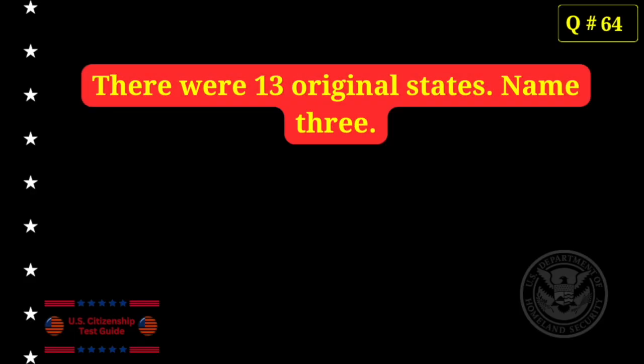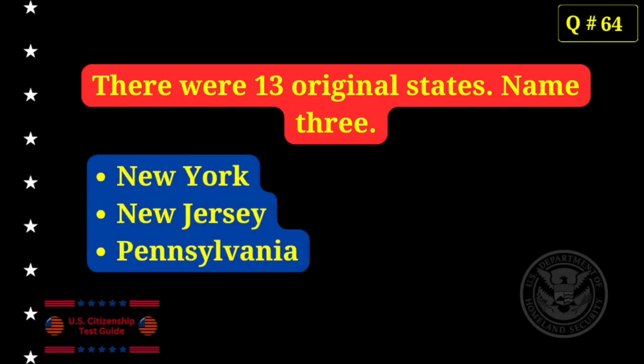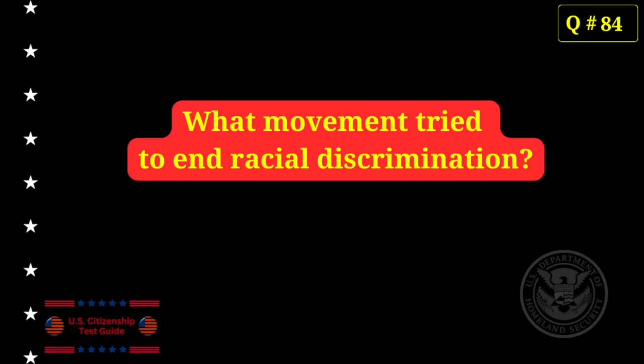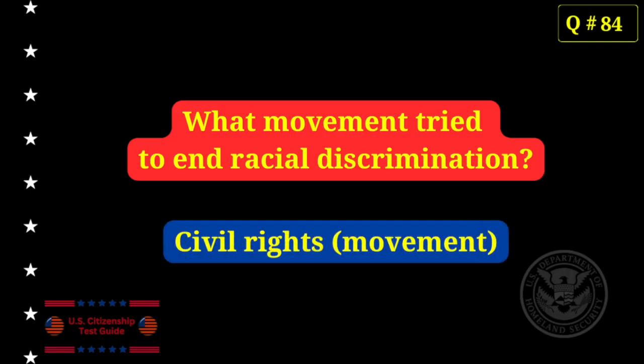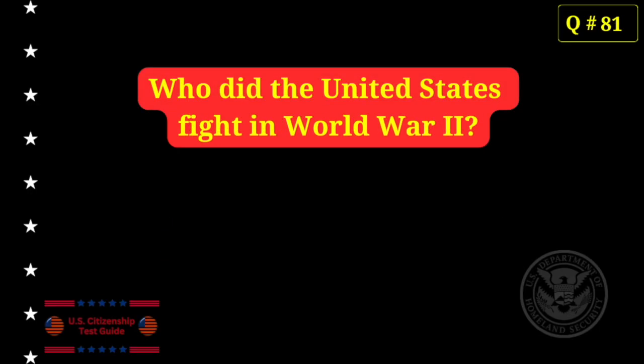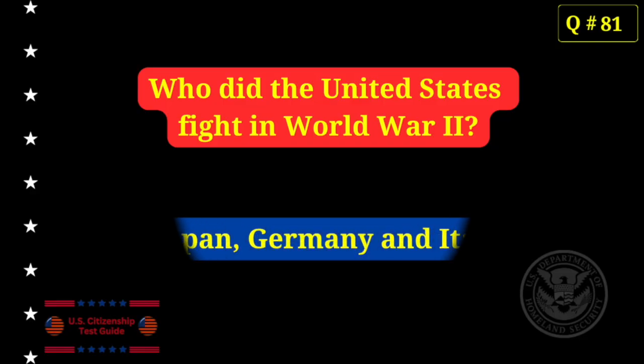There were 13 original states. Name 3. New York, New Jersey, and Pennsylvania. What movement tried to end racial discrimination? Civil rights movement. Who did the United States fight in World War II? Japan, Germany, and Italy.